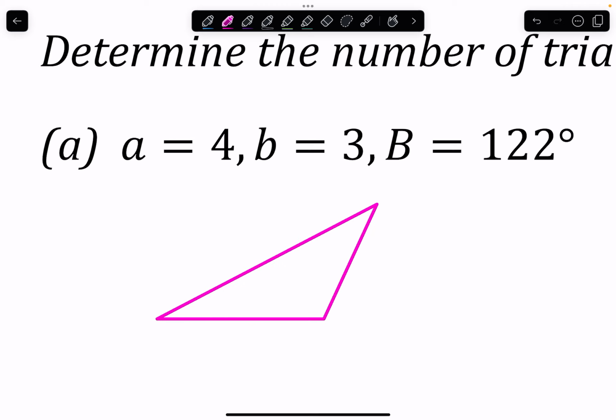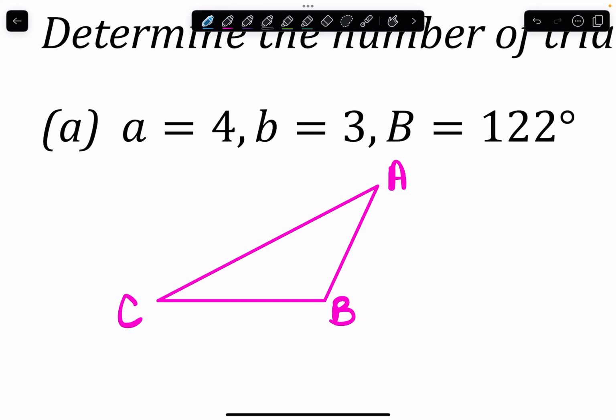Because B is an obtuse angle, I'm going to make sure I put B here. The other two, A and C, I'm not too worried about, but I do want to make sure I have it labeled correctly. Side A is 4, side B is 3, and angle B is 122. So we confirm that is the side-side-angle case: two sides and the unincluded angle.